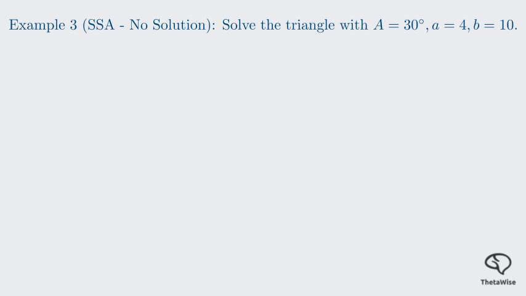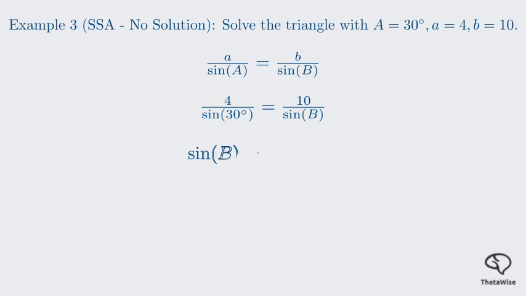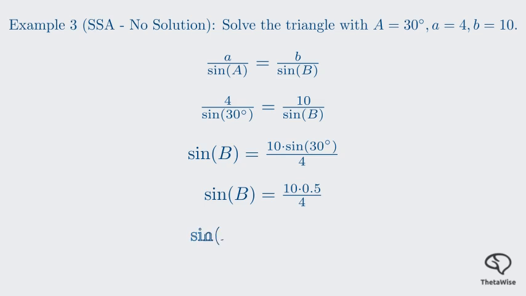Just like before, we'll start by trying to find angle B using the law of sines. We set up the proportion A over sine A equals B over sine B. Plugging in our values, we get 4 over sine of 30 degrees equals 10 over sine B. Solving for sine B, we get sine B equals 10 times sine of 30 degrees divided by 4. This simplifies to 10 times 0.5 divided by 4, which is 5/4, or 1.25.